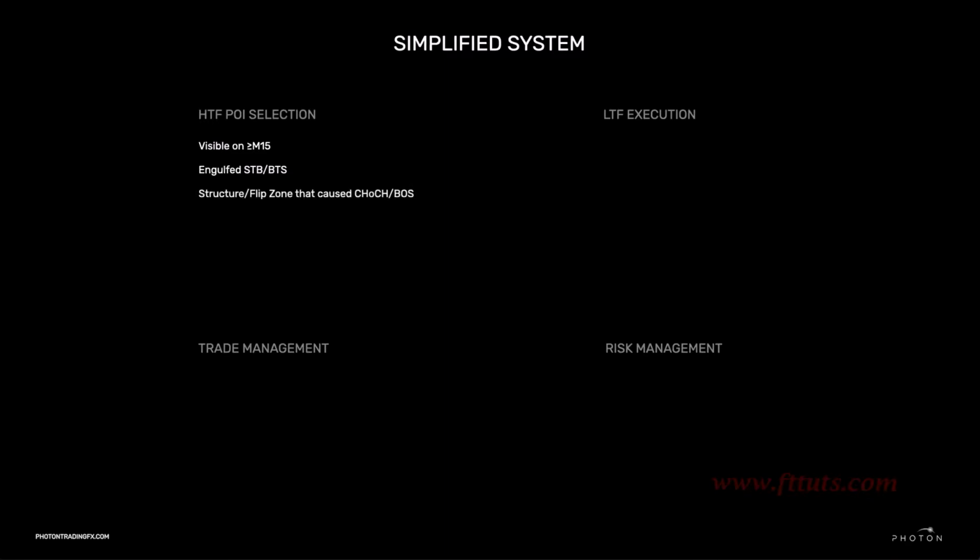Then the next thing we're going to look at, of course, is that it should be a structure or a flip zone that caused the change of character or a break of structure, right? They're the only valid zones that we're interested in because those are the strongest zones. Also, another thing you may want to consider is a sweep zone: did it take liquidity when it was created? Now, some of you may want to have this as a strict criteria for your POI to be valid. Others of you may not, and you may only use sweep zones as extra confluence because you don't have to have it. But just make sure you clearly define whether sweeping liquidity is a strict criteria or if it's just added confluence that's nice to have for you.